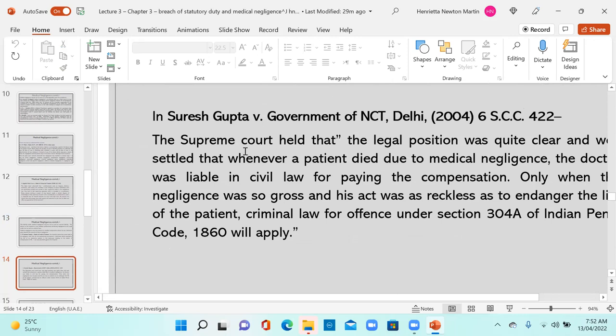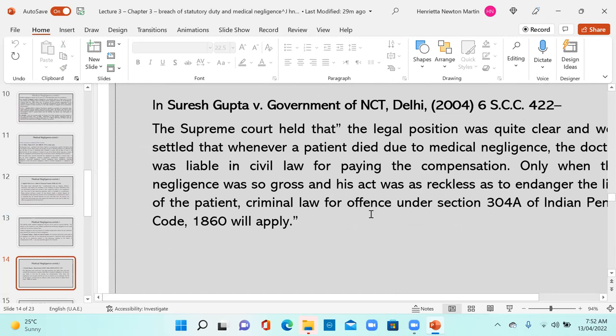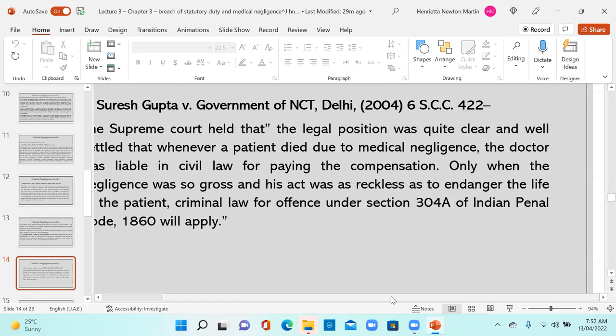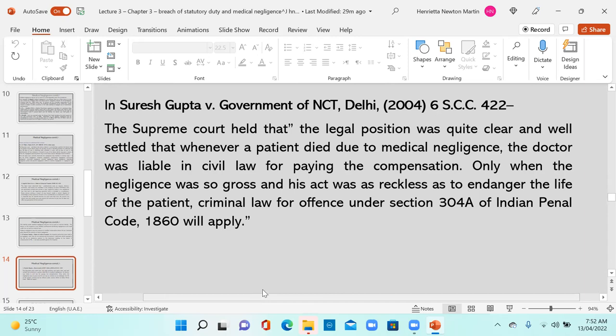So in Suresh Gupta versus Government of NCT Delhi, 2046 SCC 422, the Supreme Court here held that the legal position was quite clear and well settled that whenever a patient died due to medical negligence, the doctor is liable in civil law for paying the compensation. And only when the negligence was so gross and his act was as reckless as to endanger the life of the patient, criminal law for offense under section 304A of Indian Penal Code will apply. So this is what was held. So apart from medical negligence, in case it is so gross and so reckless as to endanger life, even the criminal laws would be activated against the person.